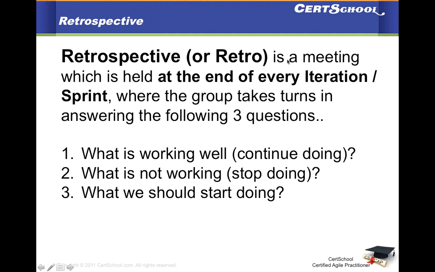So retrospective is a meeting which is held at the end of every iteration or sprint, where the group takes turns in answering the following three questions. First question, what is working well and we should continue doing? Second, what is not working and we should stop doing? And third, what we should start doing. Okay, so these are the questions.